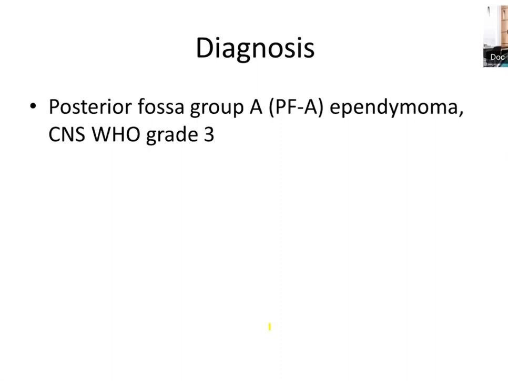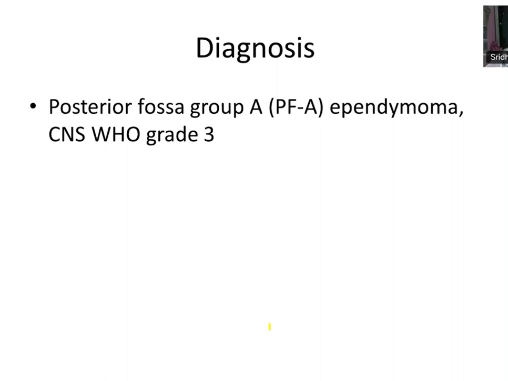Histological group will be ependymal tumor. Grade will be 3. And molecular, what are the groups of molecular in posterior fossa ependymoma? H3K27 ME3 loss is what you call this. You have two groups in posterior fossa, group A, group B.